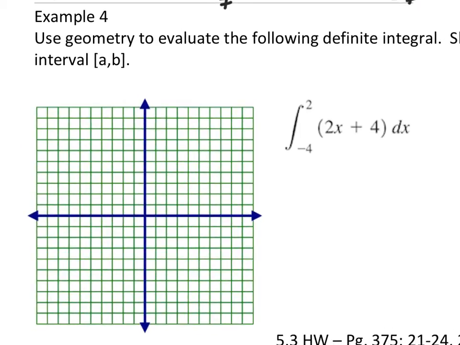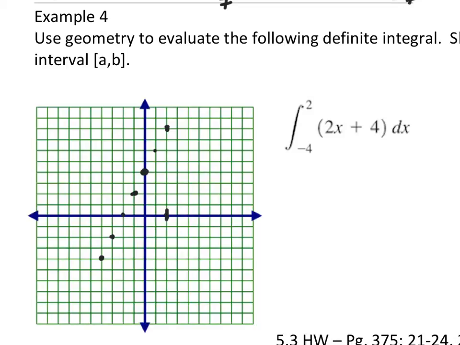I know I have a y-intercept of 4, so 1, 2, 3, 4. We have a slope of 2. So up 2 over 1, plot a point. Up 2 over 1, plot a point. Let's go down 2 over 1, down 2 over 1, down 2 over 1, down 2 over 1.